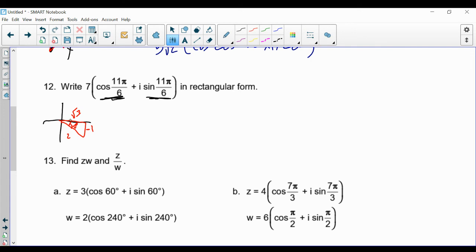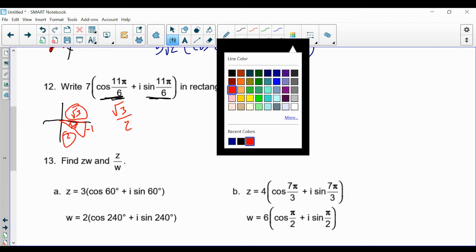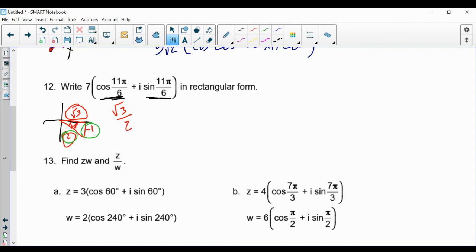All right, so now let's find the cosine. Cosine is the adjacent over hypotenuse, so it's √3/2 for cosine. And then our sine will be opposite over hypotenuse, so plus i times -1/2. Okay, and then this is still all in parentheses with the 7 out in front.